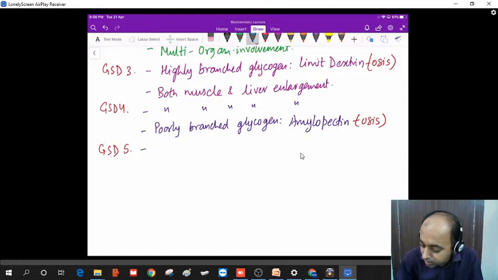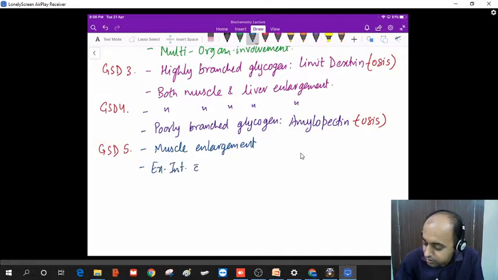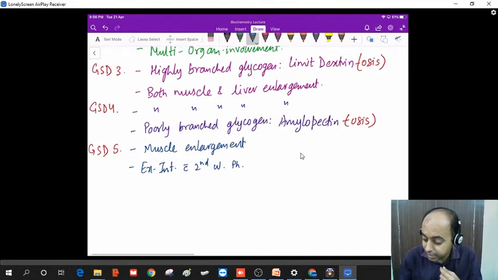So only muscle enlargement occurs. Muscle enlargement, and I told you, exercise intolerance with second wind phenomenon. I'll repeat again.